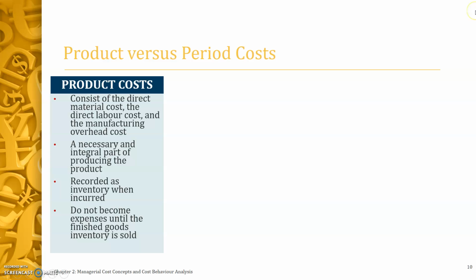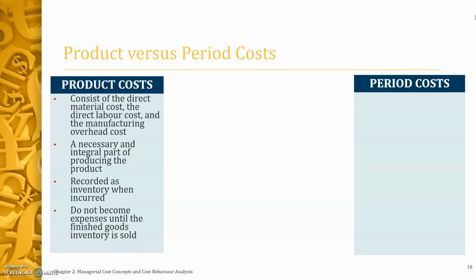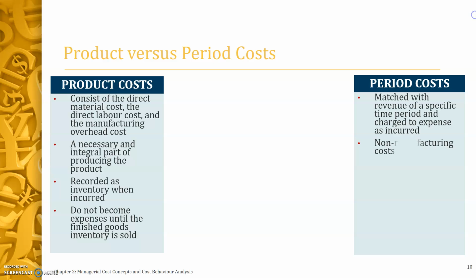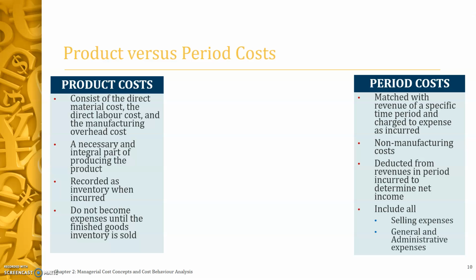Now, this brings us to another set of costs that are called period costs. Period costs are costs that are matched with the revenue of a specific time period rather than included as part of the cost of a sellable product. These are non-manufacturing costs. These period costs are deducted from revenues in the period in which they are incurred to determine the net income. Period costs include selling and administrative expenses.